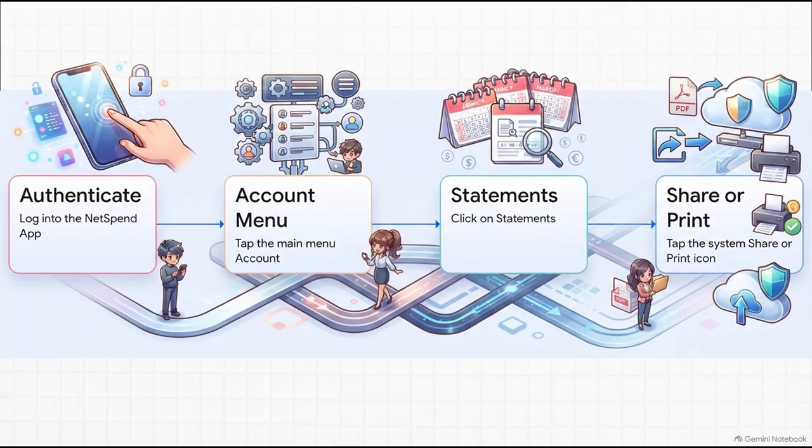But the crucial step here, you're looking for your phone's native share or print icon. You want to specifically find that PDF output option provided by your phone, which lets you save that PDF right to your local storage or shoot it over to a secure cloud drive.